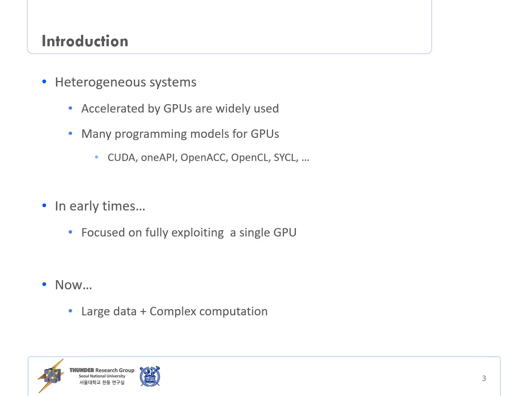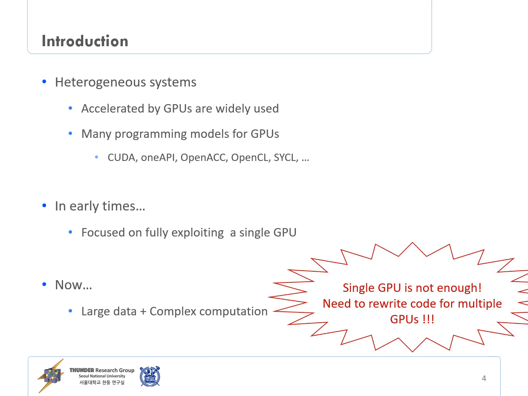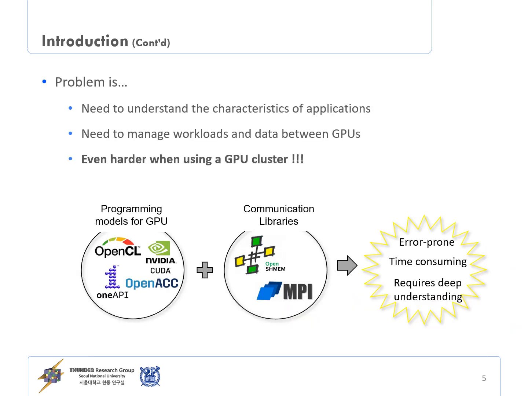Heterogeneous systems accelerated by GPUs are widely used, and many programming models have been proposed. Early GPU applications focused on fully exploiting a single GPU. However, data size is getting bigger and computation is getting more complex. As a result, we need to use multiple GPUs. A program designed to use a single GPU needs to be rewritten for multiple GPUs. The problem is that it is not as simple as it seems. The programmers need to fully understand the characteristics of applications and how to use a programming model to orchestrate multiple GPUs. The problem gets worse if they use multiple GPUs in a cluster.